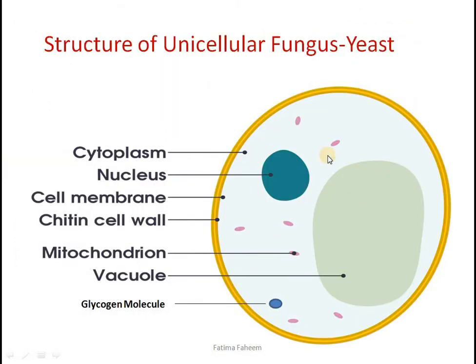Now this is also a fungus, but what kind of fungus is this? It is a unicellular fungus. The example is yeast. Again you see that the cell wall is present, which is made up of chitin. We have cell membrane, nucleus, mitochondrion, vacuole and cytoplasm. Along with all these, we have observed glycogen molecules present in the cells of the yeast.